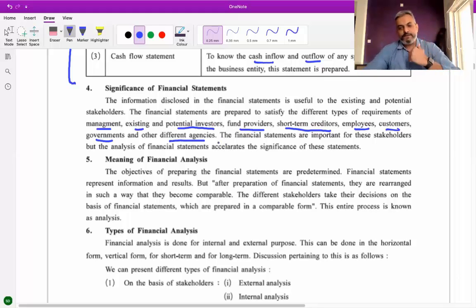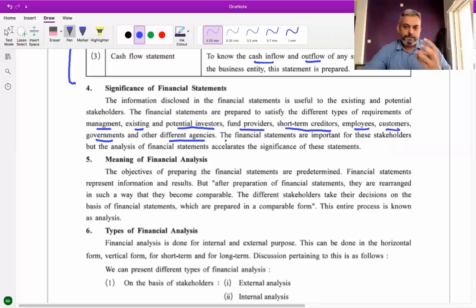Say for example, if I am a supplier to Maruti Suzuki Limited, what I'll do is check the balance sheet of Maruti. I'll see how the company is moving, what the profitability of the company is, what the growth is, and what the vision of the company is going further. Based on that, I will plan my production and the future of my company.